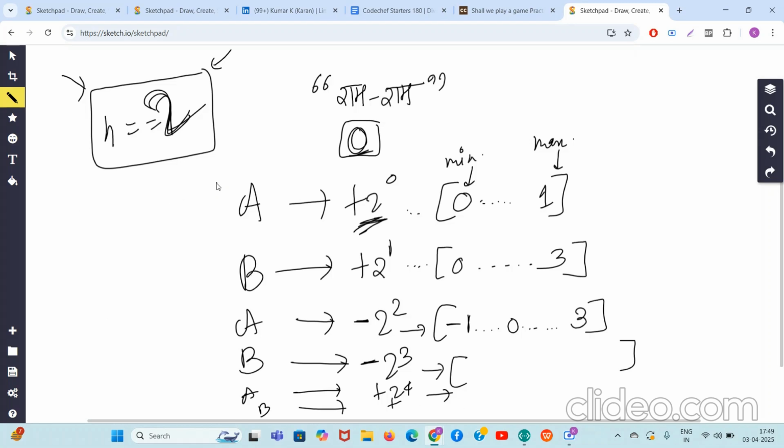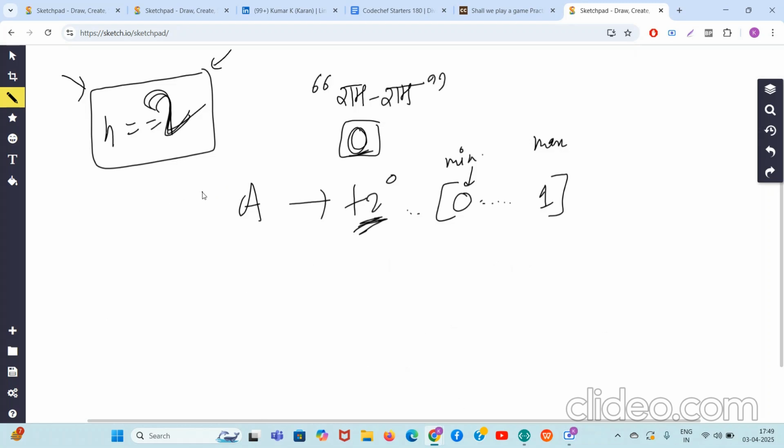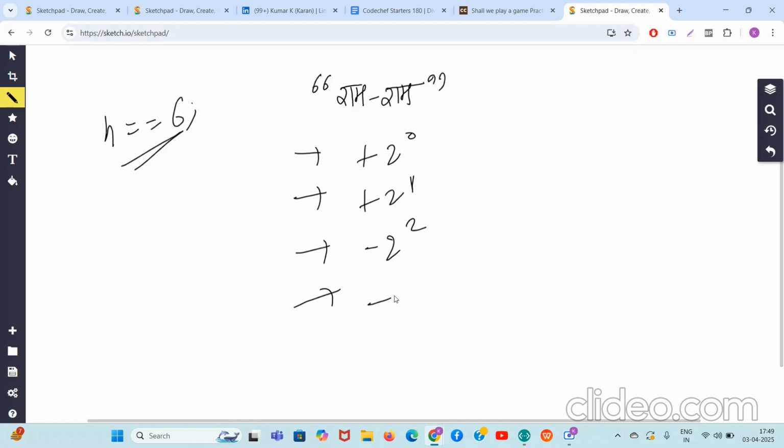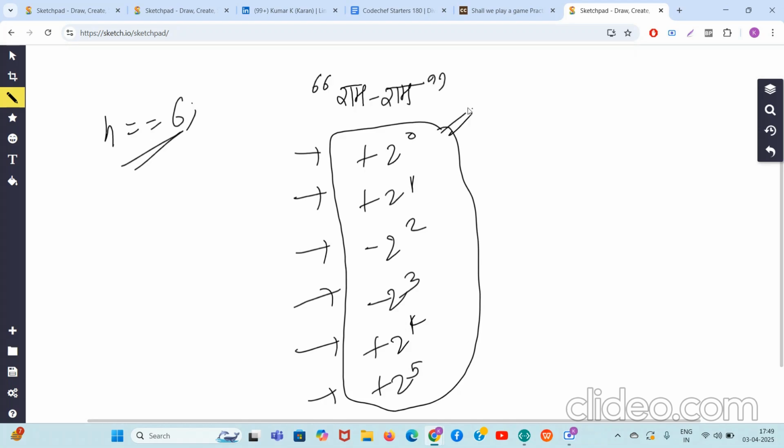So guys, this is the biggest observation, that if both of them play optimally, suppose I have given you some value of n, okay? I give you n equal to 6. It means what? First plus 2 raised to 0 should happen, then plus 2 raised to 1, then minus 2 raised to 2, then minus 2 raised to 3, then plus 2 raised to 4, then plus 2 raised to 5. This is what is going to happen in the 6-step procedure if both of them play optimally.